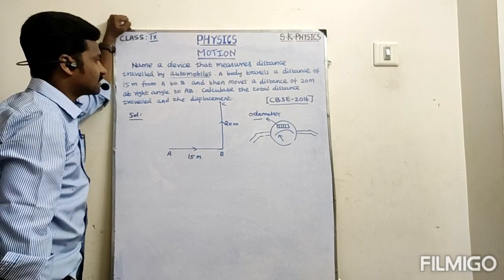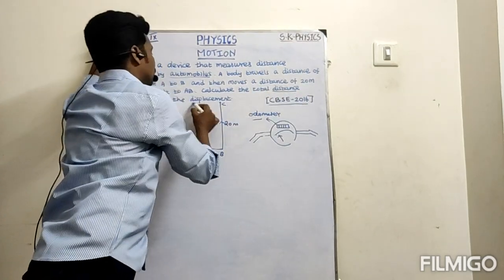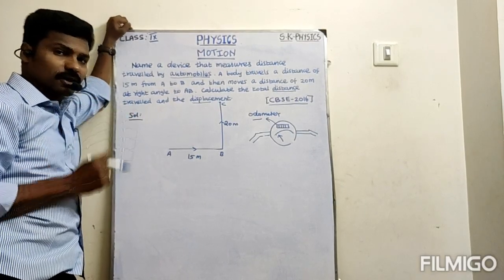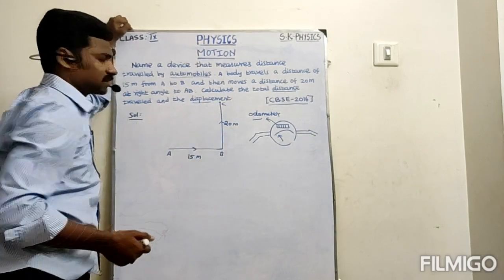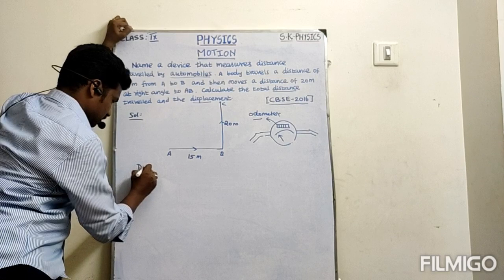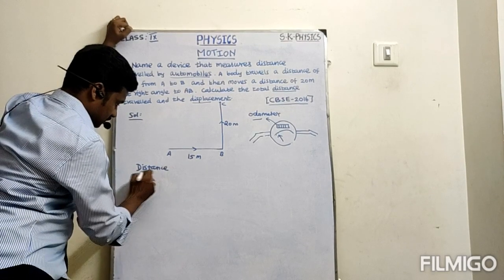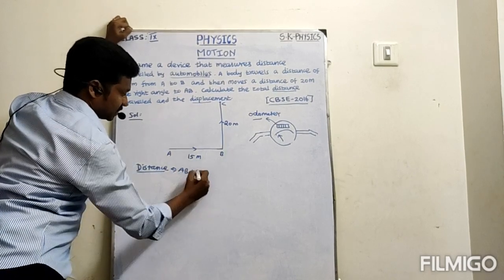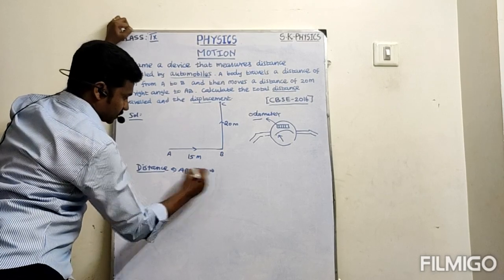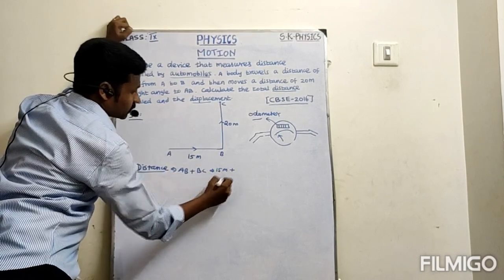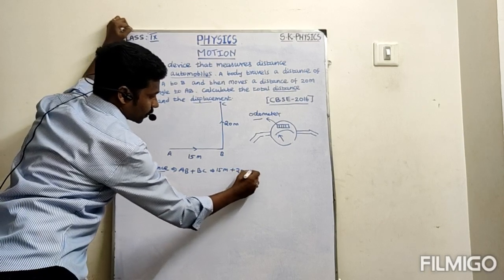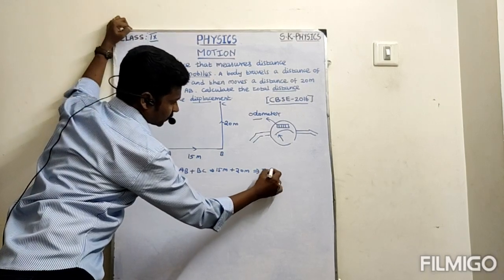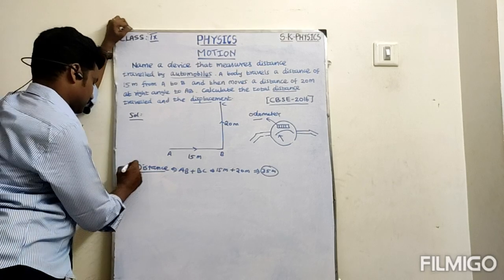Now they are asking the distance traveled and the displacement. Distance means the actual path covered by the object. The actual path: first AB is traveled, and after that BC is traveled. So I can write AB is 15 meter plus BC is 20 meter. So the distance covered by the object is totally 35 meter. So the first question is over.